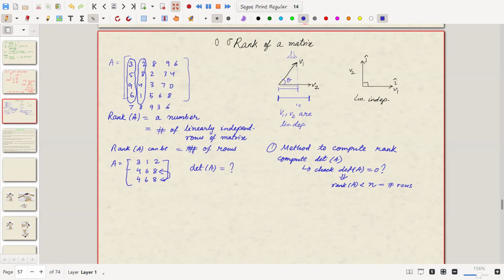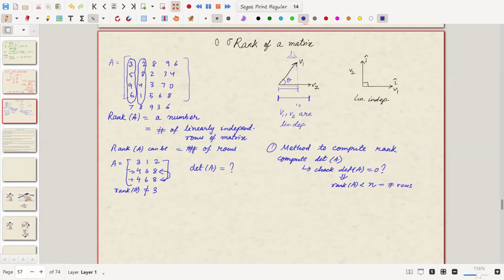You got the logic? Here, what is the rank of A? I'm not asking you to compute, but definitely the rank cannot be 3. For this example, the rank cannot be 3 because these two vectors are linearly dependent. Everyone got this?